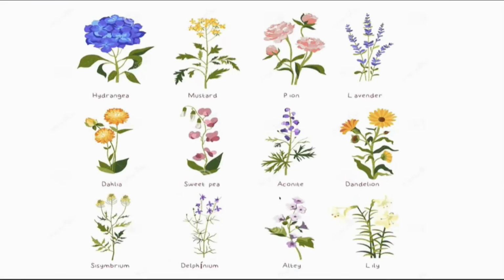Now look at this picture. You can see different varieties of flowers, and the pattern is also different in each flower. You can see here the pattern of arrangement of flowers. So here we call it inflorescence. In the next slide we can learn in detail about the inflorescence.